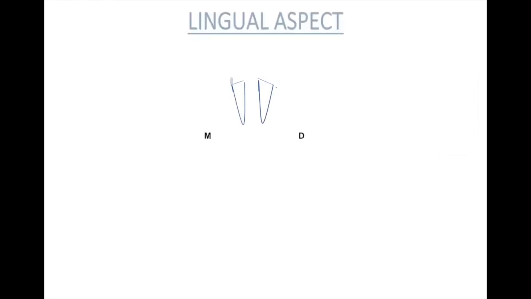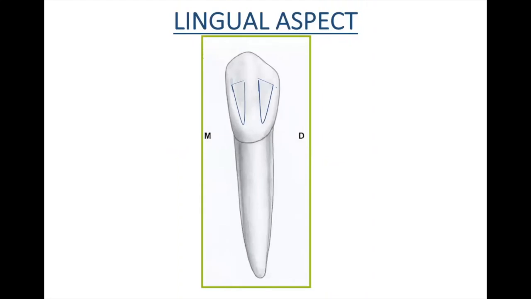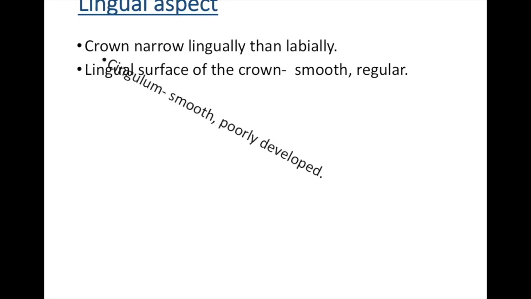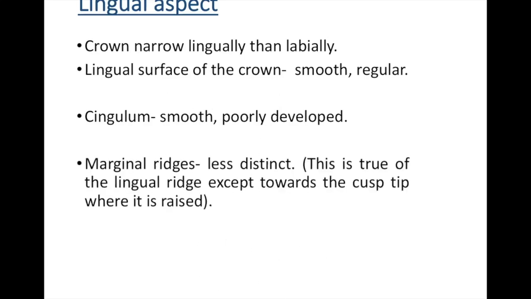So this is your lingual aspect. From your lingual aspect, you can see your lingual fossa. These are the lingual fossa. Crown narrower lingually than labially from the lingual aspect. Lingual surface of crown is smooth and regular. Cingulum is smooth and poorly developed. Marginal ridges are less distinct. Root relatively narrower.